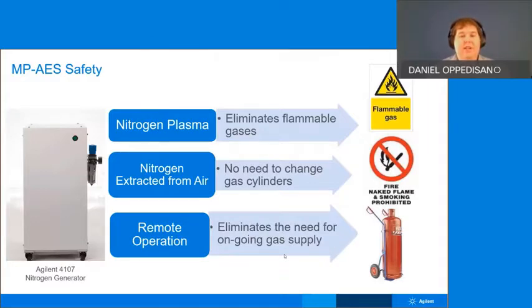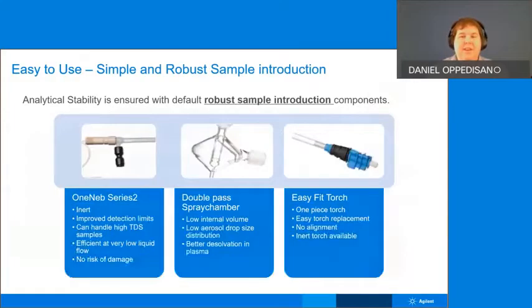It also eliminates the need for ongoing gas supply, and this is advantageous at remote locations where it can be difficult to get in acetylene or argon. The standard sample introduction is simple and robust. The 4210 comes with the 1NEB2, a high efficiency inert nebulizer. It also comes with a double pass spray chamber for effective fine aerosol transfer to the plasma and an easy fit one piece torch.